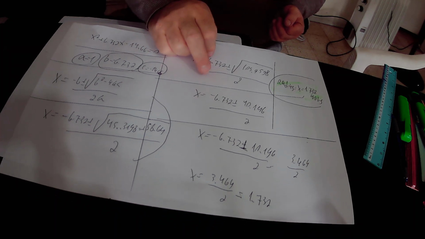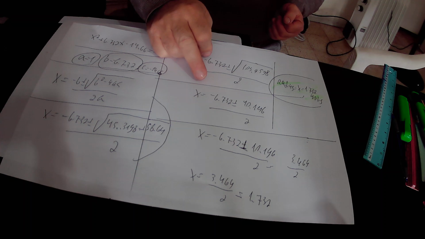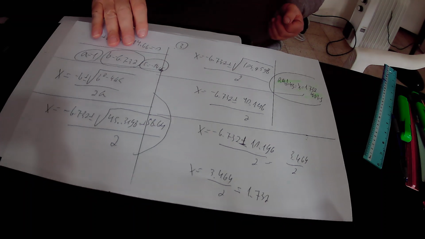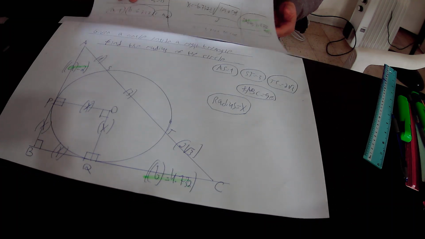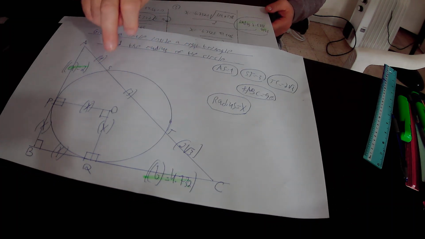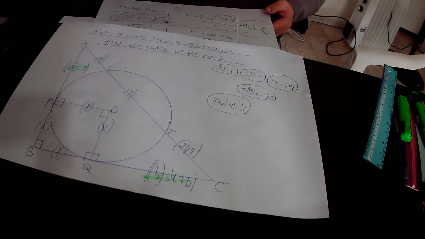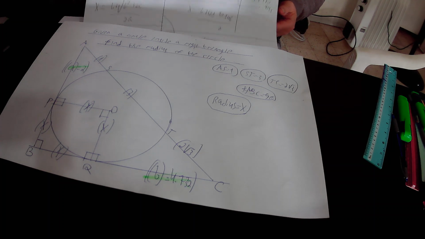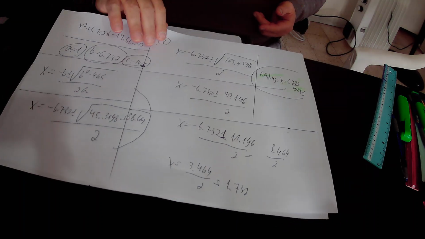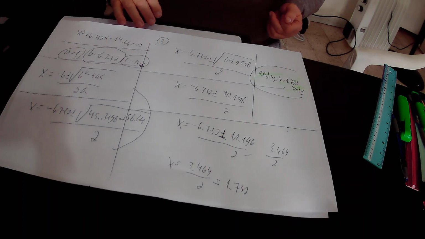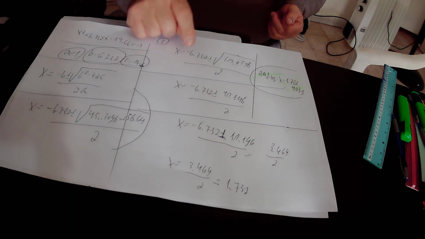One of those solutions will be a negative solution, but the negative solution is incorrect. Why? Because according to our definition, x is the radius of this circle. So x as a radius must be a positive number. Therefore, the negative solution is incorrect, and we take into account only the positive solution for x.